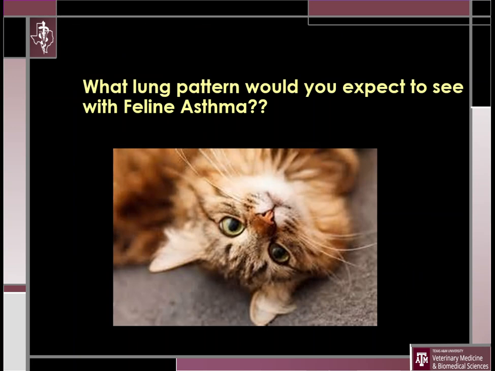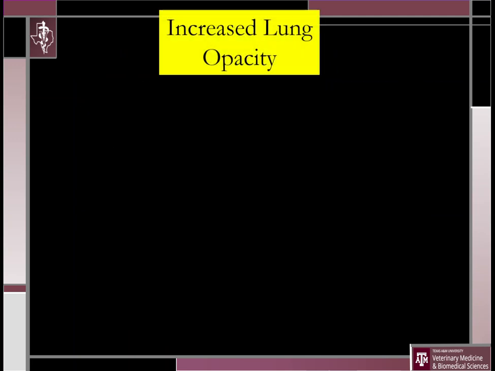So what pattern would you expect to see with feline asthma? Correct, you would expect to see a bronchial pattern because of that allergic airway component.